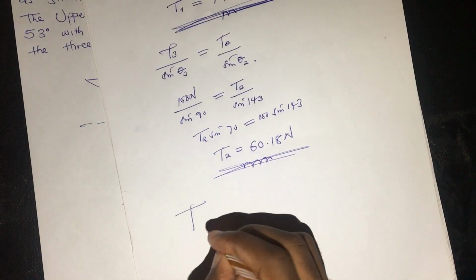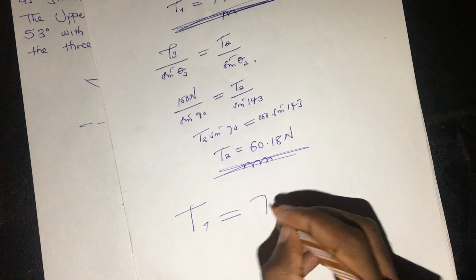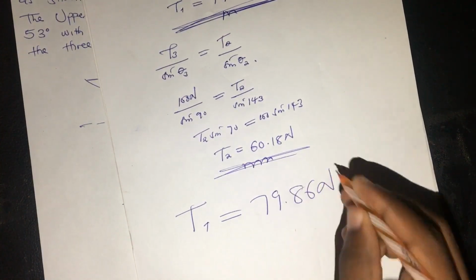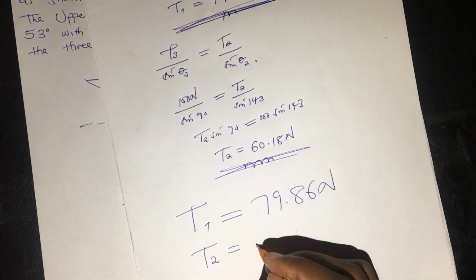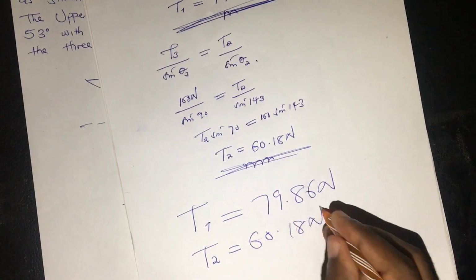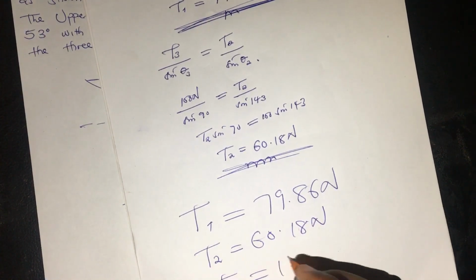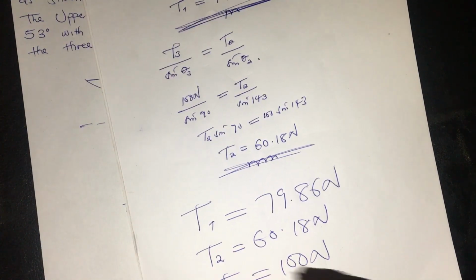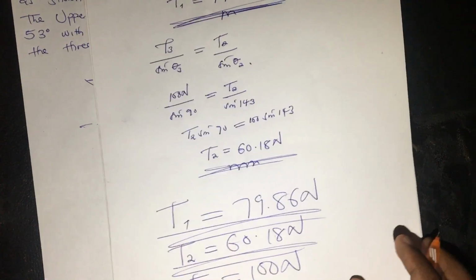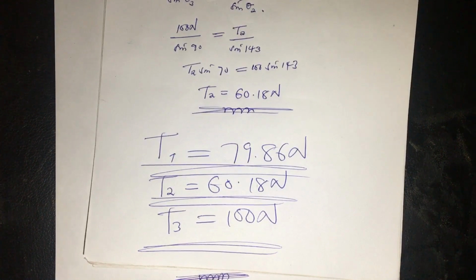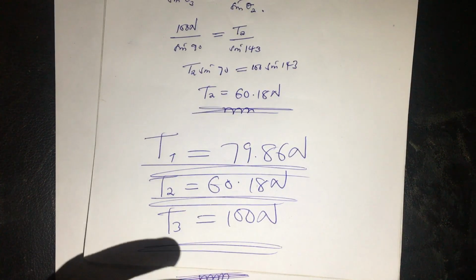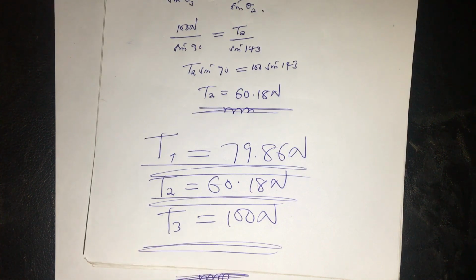So T1 was 79.86 newtons, T2 is 60.18 newtons, and T3 was 100 newtons. These are our solutions. Even if you try to use the resolving method, you're going to find the exact same figures for the tensions in the cables.